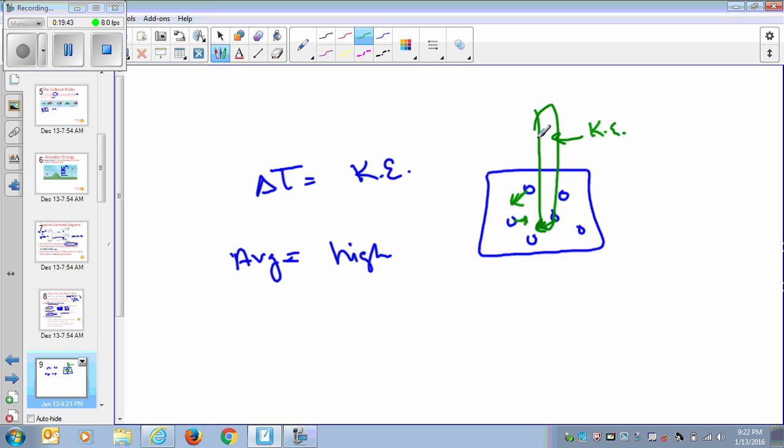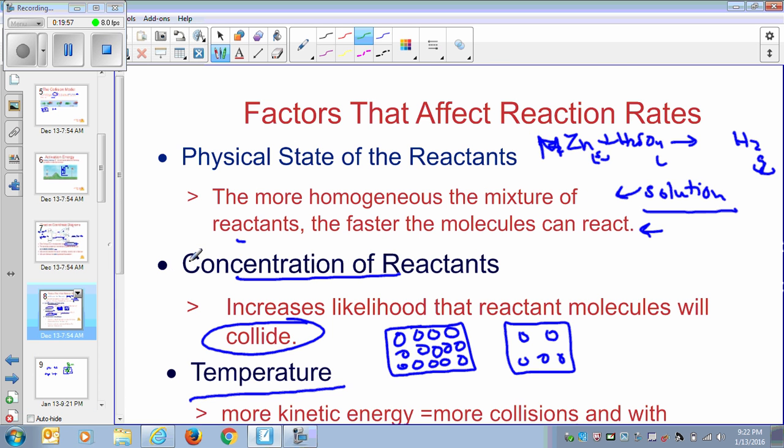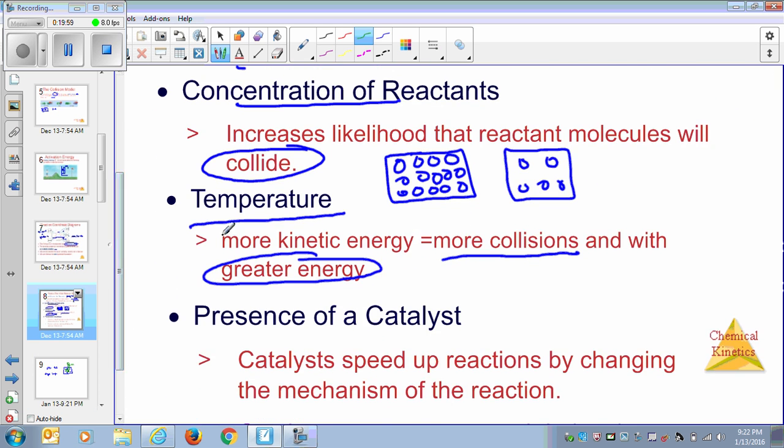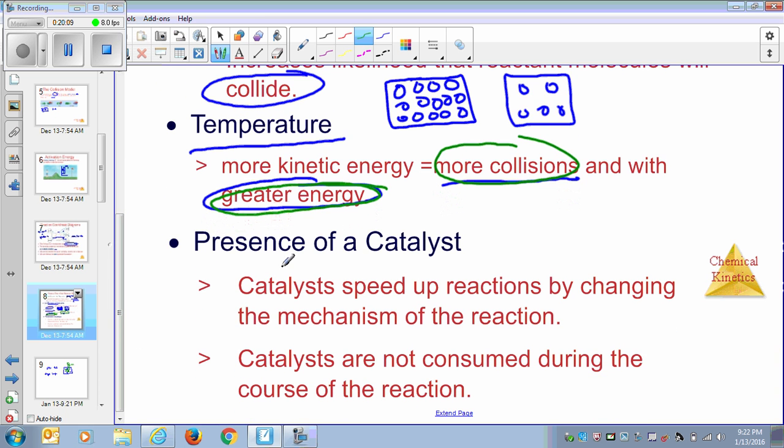So when we increase the temperature, that means we are increasing the average kinetic energy, so overall more particles will be moving faster. Still, not every single particle will be moving faster. So keep that in mind as well. Anyway, temperature makes a difference. As you increase the temperature, the kinetic energy increases, more particles with greater energy, so the faster the reaction will happen. Presence of a catalyst.